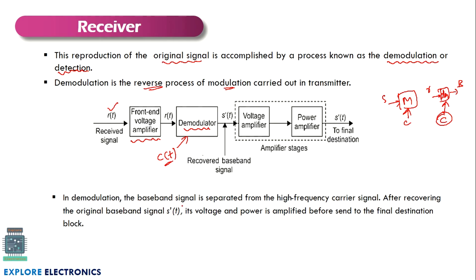In demodulation, the baseband signal is separated from the high frequency carrier signal, and after recovering the original baseband signal, that is S dash of t, its voltage and power are amplified and then it is sent to the final destination. So we will be having amplifier stages here, a voltage amplifier as well as a power amplifier. The final destination we are going to have at the output. In the final destination, again we will be having a transducer which converts an electrical signal S dash of t into a physical quantity. If it is a radio transmitter like that, we will be having an output through the speaker.